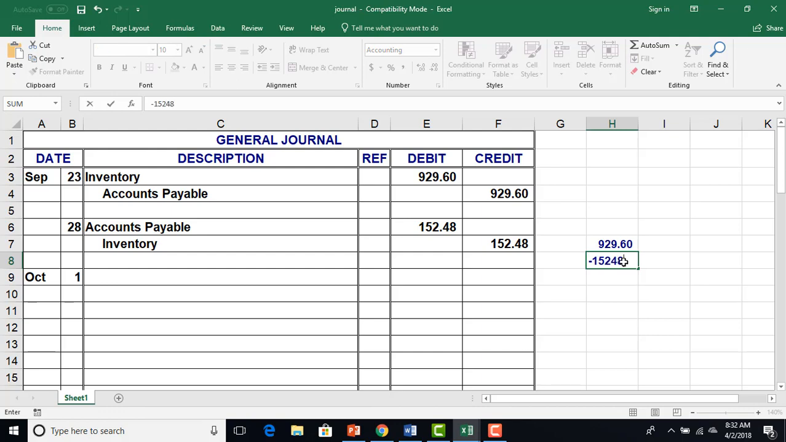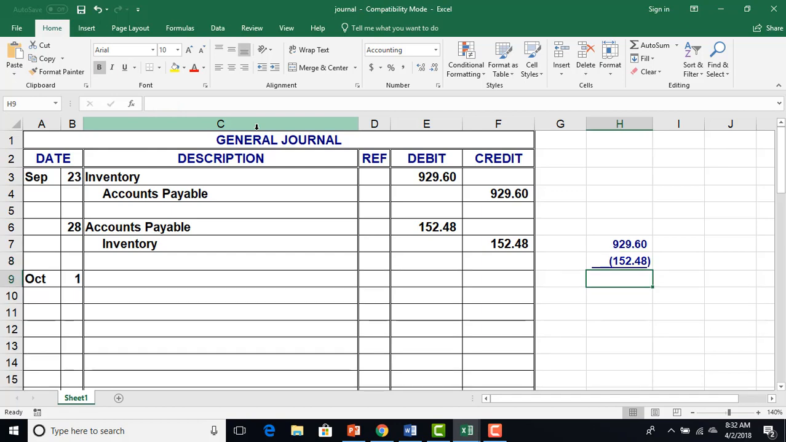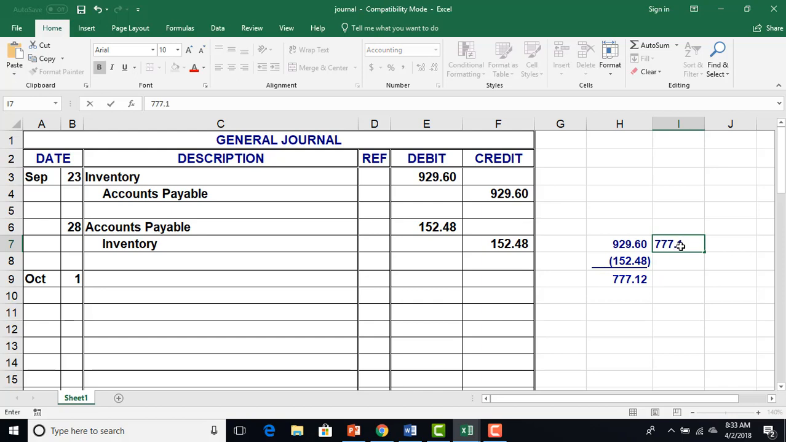I started off owing $929.60, but then I made a return of $152.48. So I want to subtract out that $152.48 to see how much is actually in my accounts payable, to determine how much I actually owe on this invoice. I can run that formula right there, and it tells me that I actually owe $777.12. So if I owe $777.12, I know that my debit to accounts payable, the amount I need to get out of there, is $777.12.